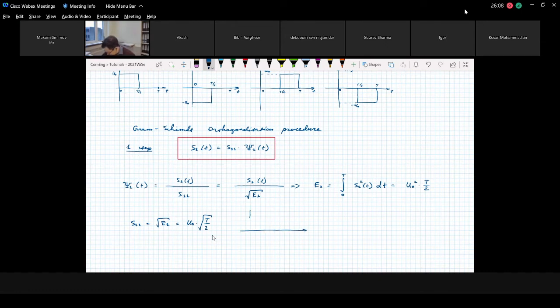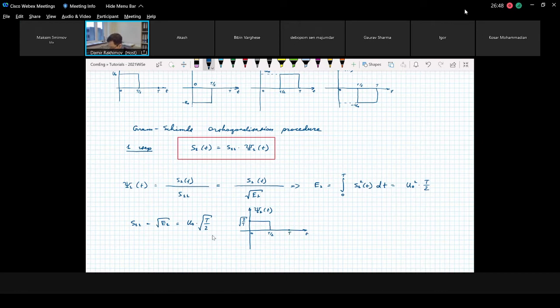It has the same shape as our first signal. So it will be a pulse that goes, maybe I show this with a slightly different amplitude. It is a pulse that goes from 0 to capital T over 2, but it will have a different amplitude. And why does it have to have a different amplitude, why don't we take our first signal as it is? Because, by the way, I should write first, it will be 2 over T under square root. This is the value of the amplitude of our first basis function.